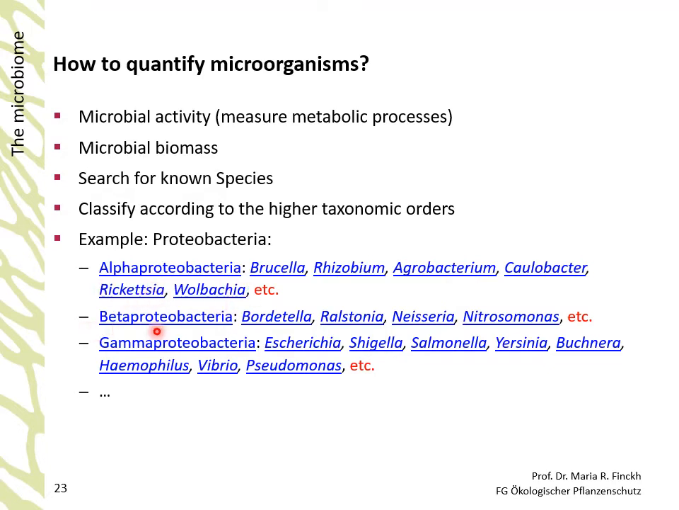In the beta proteobacteria, you have Ralstonia, a severe pathogen, Nitrosomonas, which are important in the nitrogen cycle in the ground. And then gamma proteobacteria, you have Escherichia, but also Shigella and Salmonella, Yersinia, the plague pathogen, and so on. Pseudomonads that are very often important in biocontrol. So just saying I have alpha proteobacteria does not tell me anything about who I have.